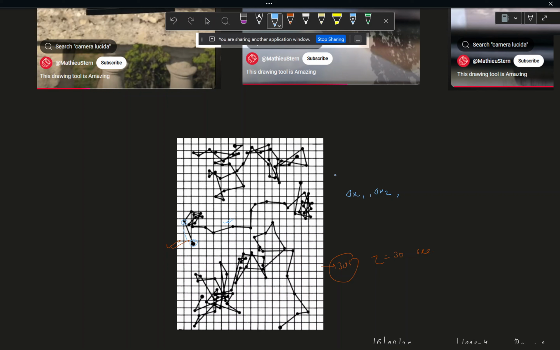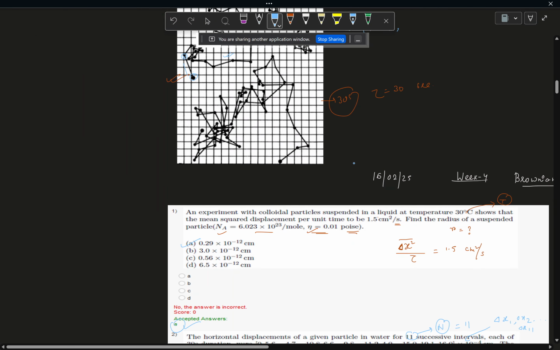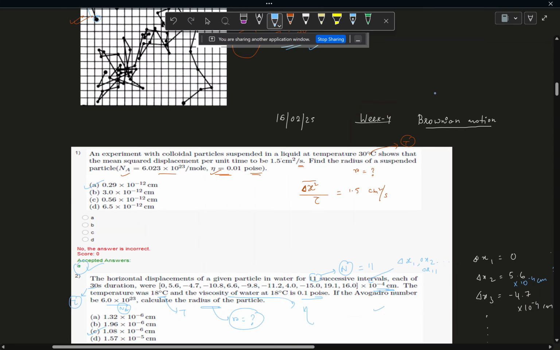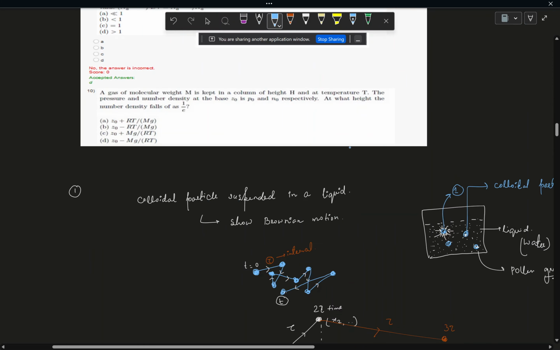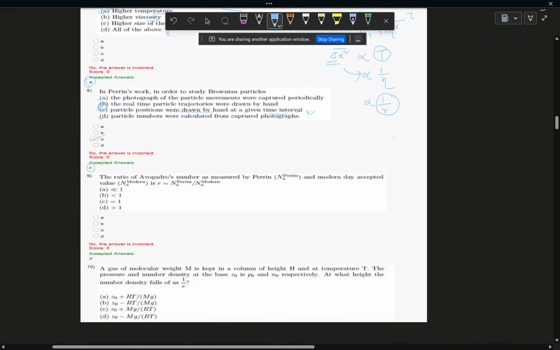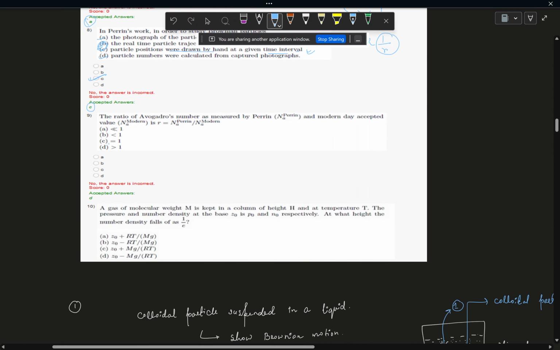So Perrin used to hand draw it in real time using this kind of arrangement, and it had to be noted at a particular interval of time every time. That has to be maintained uniformly, otherwise the observation is not statistically correct. So basically that is my argument for the answer I have chosen: that the particle positions were drawn by hand at a given time interval which is fixed all the time, and I think for his work he used 30 seconds. Okay, so our right answer is C.